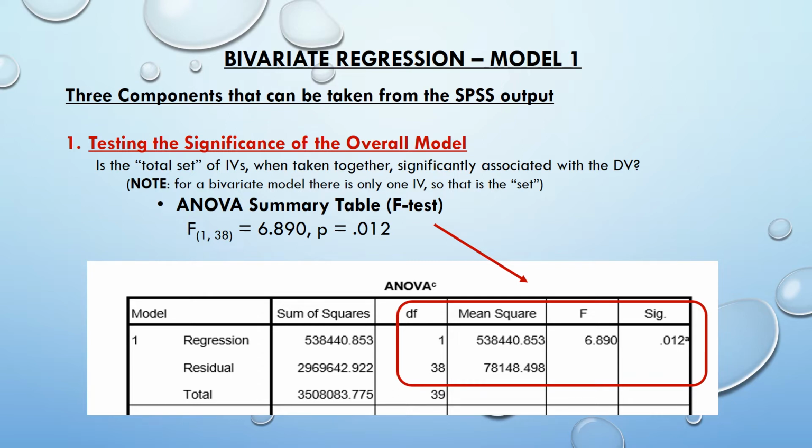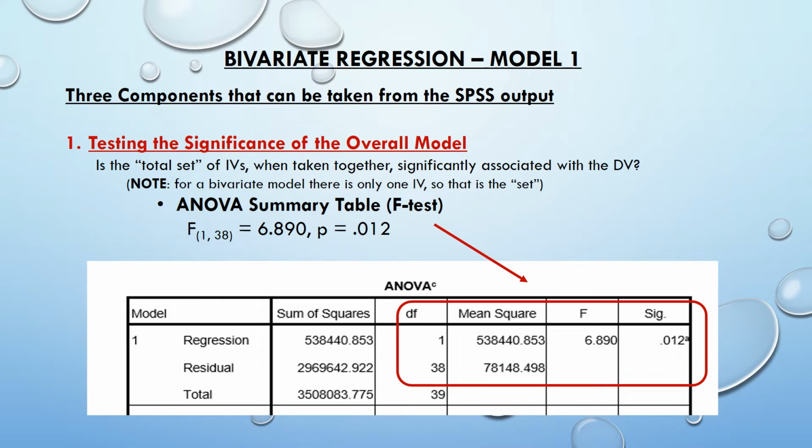You look to that ANOVA table on your SPSS output. And what do you take away from it? You take away the F statistic, you take away the p-value from that F statistic, and you also make sure to report both of the two relevant degrees of freedom. So a lot of this should be somewhat of a flashback of what we did with the ANOVA F test.